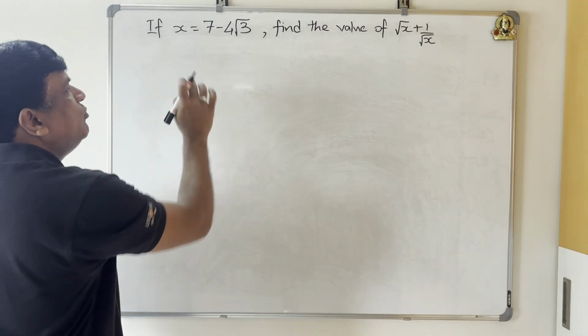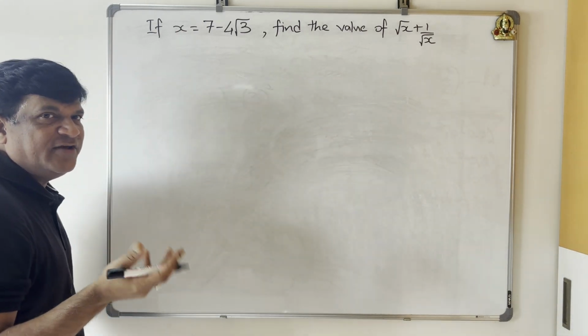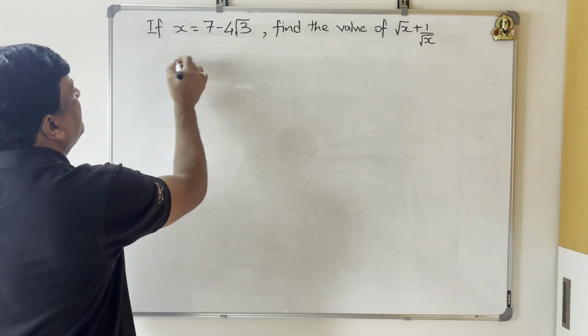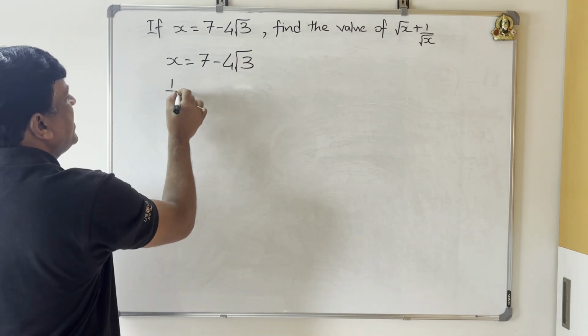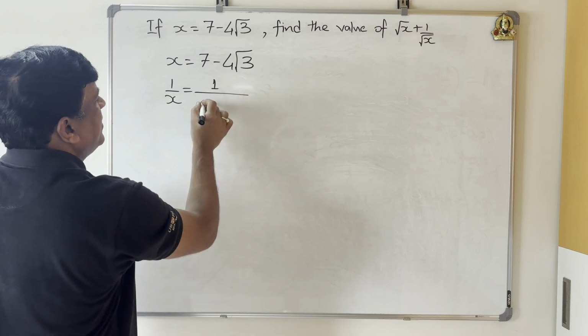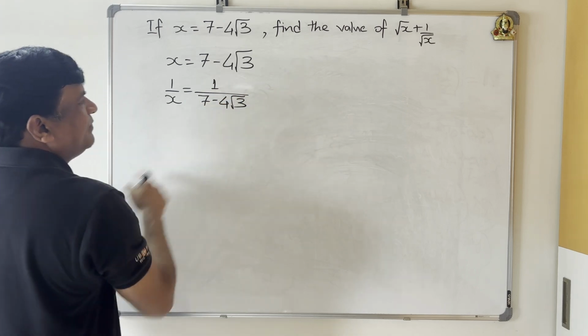So what do you need? Whenever you look at a surd, what do you need to do? You need to always rationalize it to get the other part of it. So let's do one thing. They have given x is equal to 7 minus 4 root 3. What will be 1 by x? 1 by x will become 1 by 7 minus 4 root 3. Right? This is what I'm going to get.